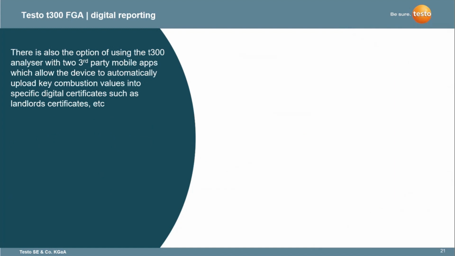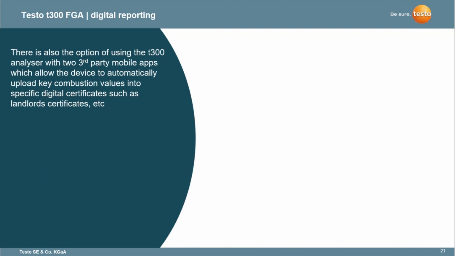We've also in the UK just now got the option of using the 300 analyzer with a couple of the most popular third-party apps that are out there for reporting. So this is typically going to allow you to do automatic upload of key combustion values into some specific digital certificates, such as the landlord certificates that are used a lot in the UK.